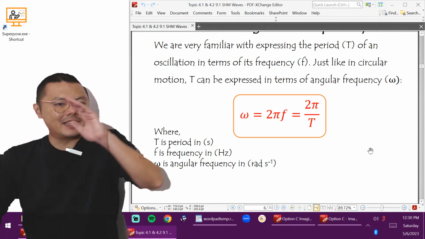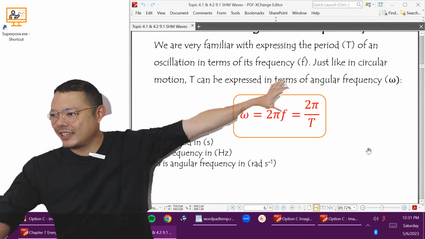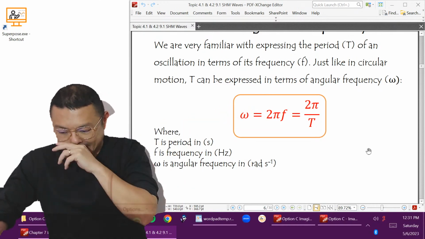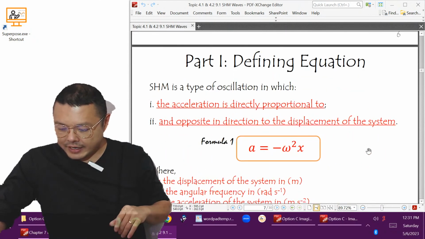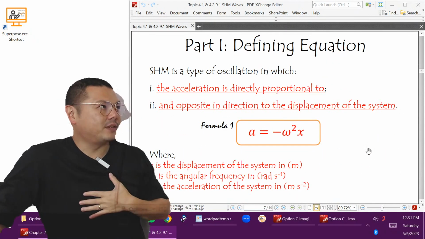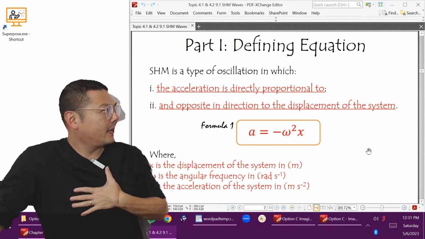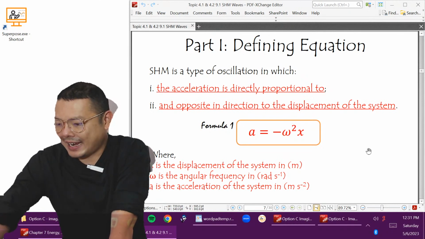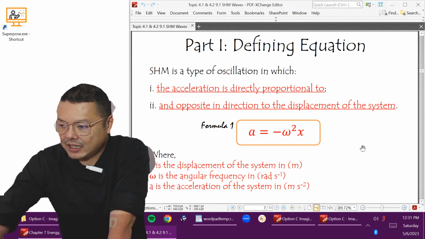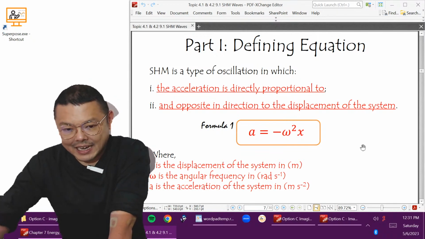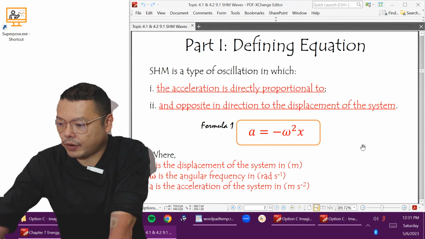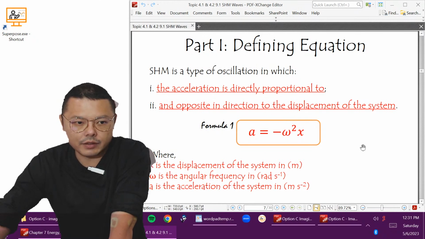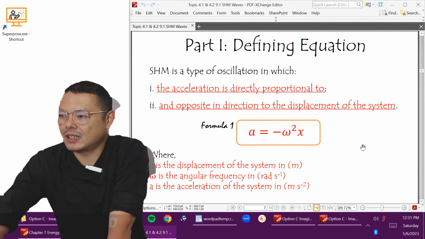So angular frequency, we've done this, so we know this already. It is basically the number of oscillations per unit time, in radians. This is the amount of angle covered in terms of oscillations. The defining equation for SHM is a equals negative omega squared x. Technically this is not in 4.1, this is 9.1. You can't find this equation in the topic 4 data booklet, but you don't need to.